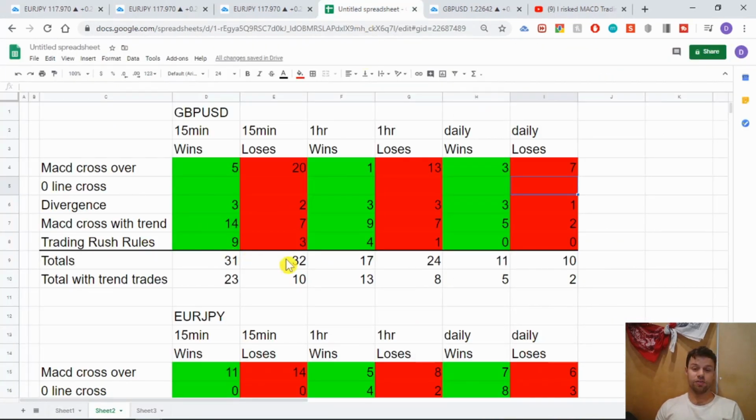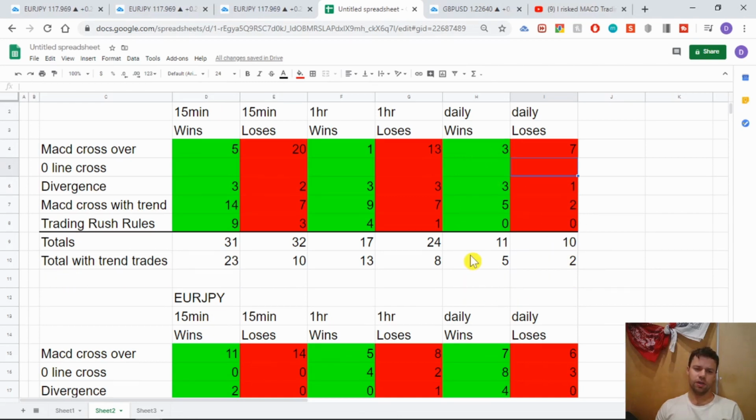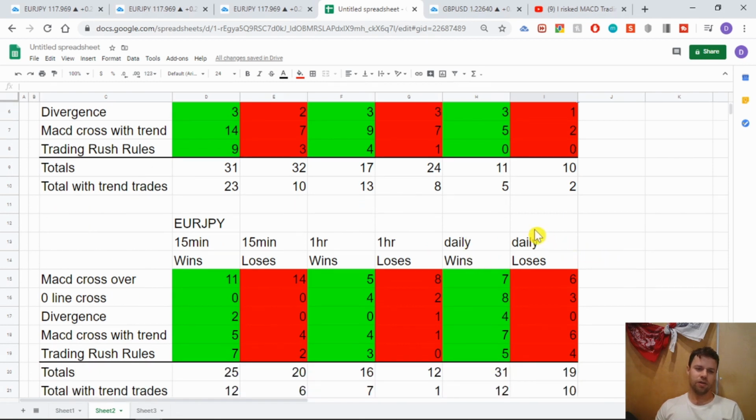And Trading Rush's rules turned out to be very successful. I will, however, point out that on the daily for the pound USD, I got no signals at all over a 1-year period. On the euro yen, I did actually get a fair few signals, but it did not do particularly well, no better than the trend line, direct trend line one. However, on the shorter time frames, Trading Rush's rules actually work really well, like really well.